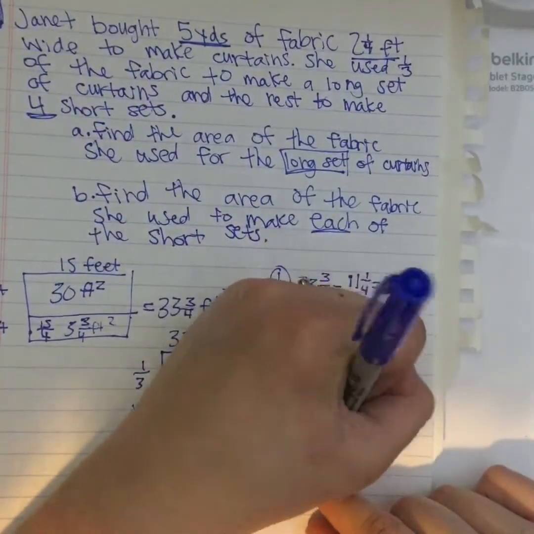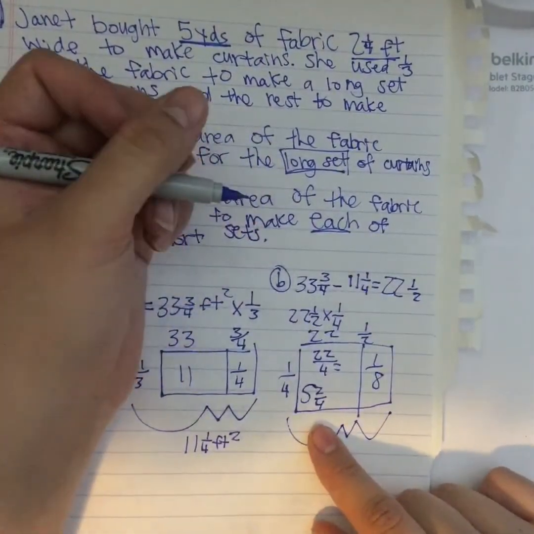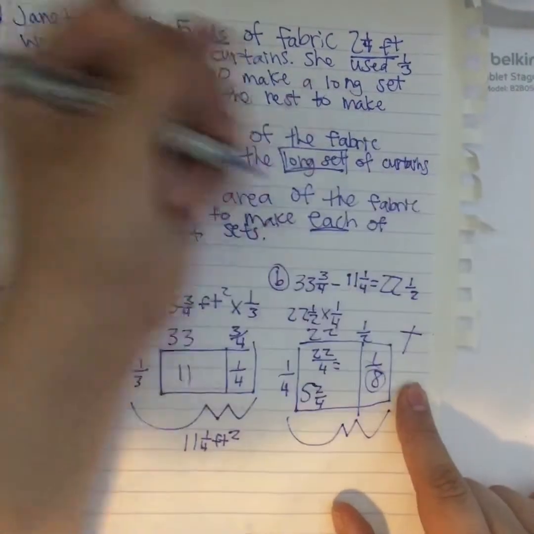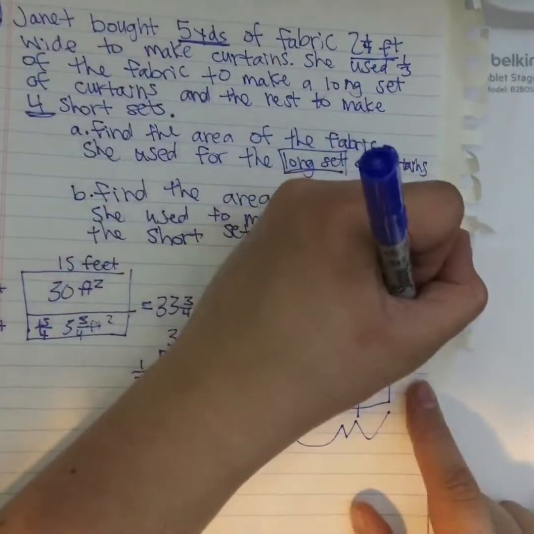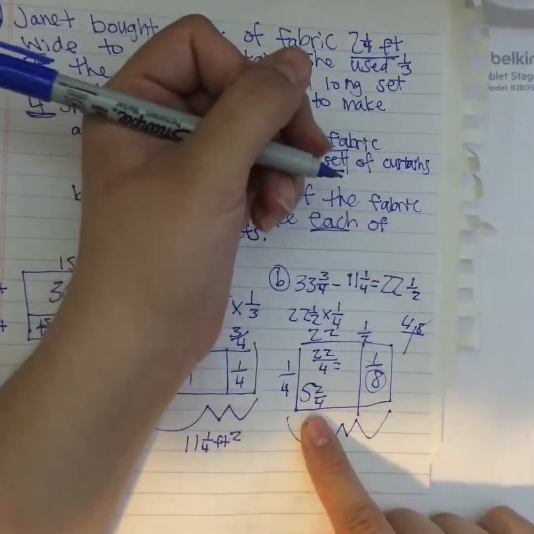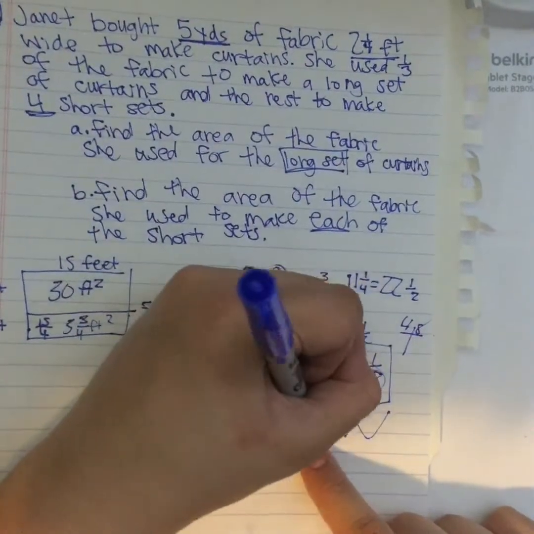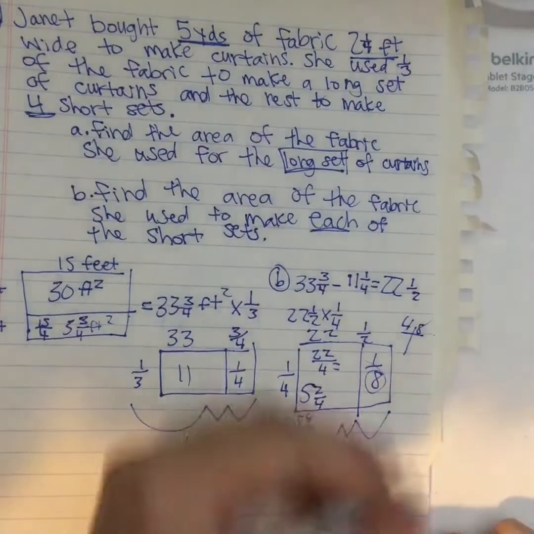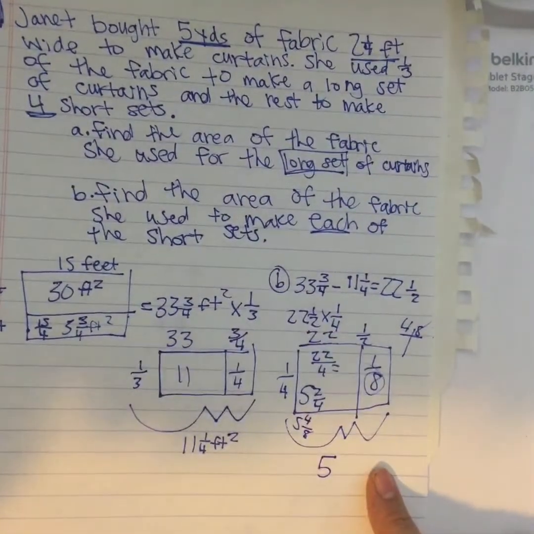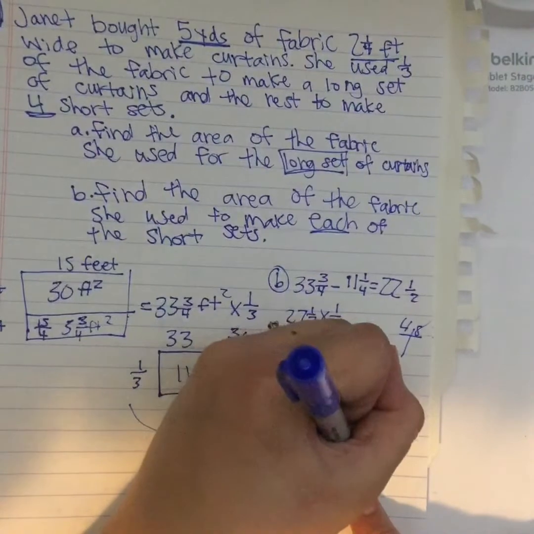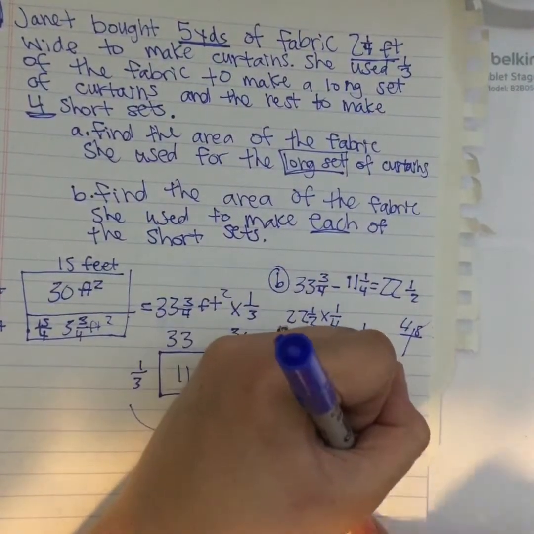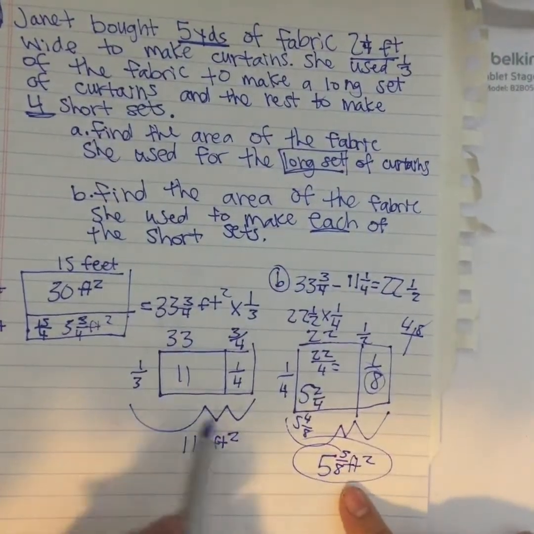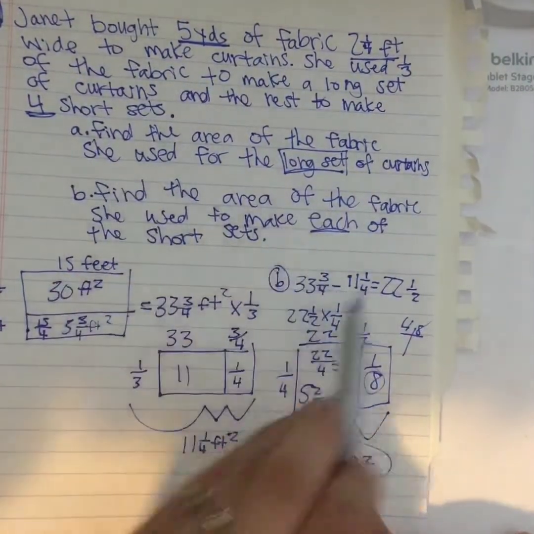When we're adding these together, we want to have the least common denominator, which I know right away is going to be 8, but you can build your least common denominator T-chart if you need to. I know it's going to be 8, so this ends up equaling also 5 4/8. Add those together, and each of the short sets took 5 5/8 feet squared of fabric. Make sure you're writing these in sentences for these word problems.